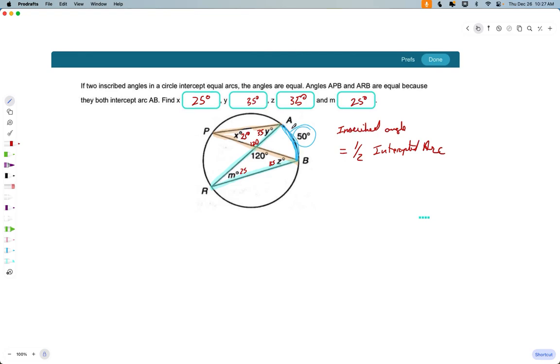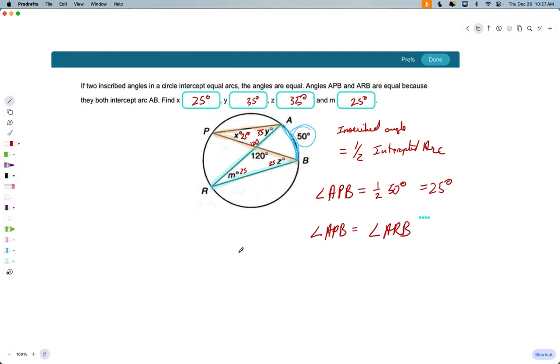So the arc was 50. So in this case, angle APB is equal to half of 50 degrees, which equals 25 degrees. And since angle APB is equal to angle ARB, their X and M are both equal to 25 degrees.